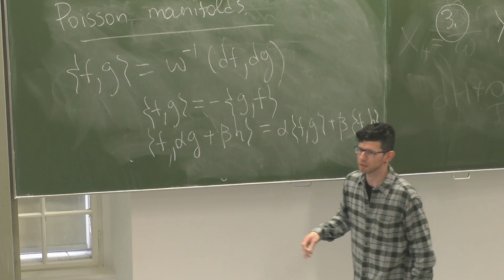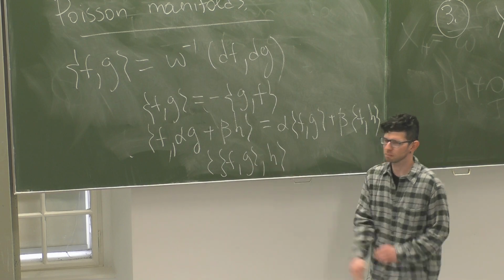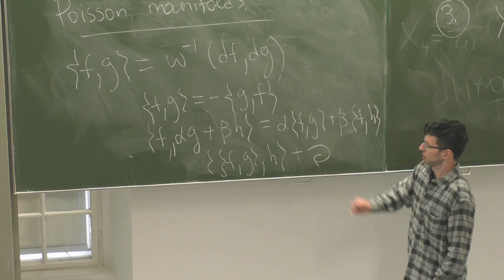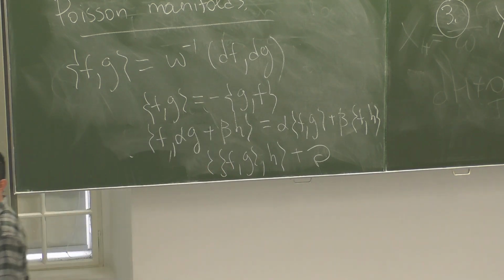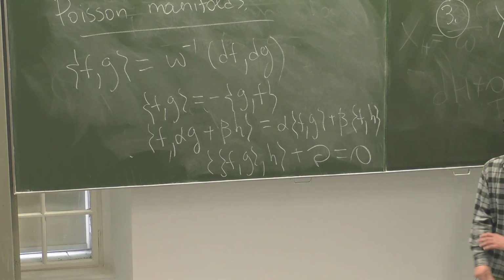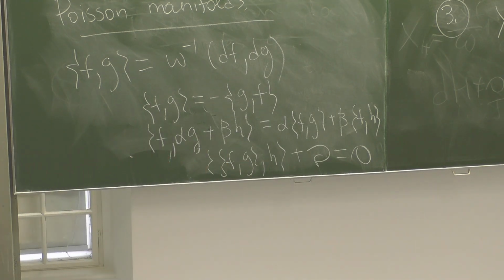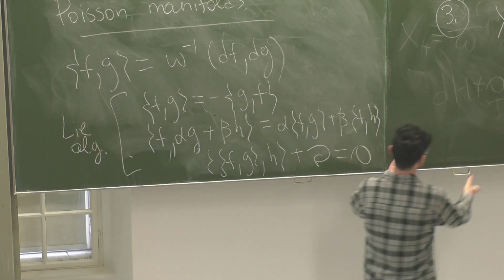And the second property is that the Poisson bracket satisfies what's called the Jacobi identity. You take the Poisson bracket of f and g and then the Poisson bracket of that with h, and you cyclically permute these three things. There are three ways to permute them. You add these three terms together, that's equal to 0. That's called the Jacobi identity. Altogether, these three properties tell you that functions on our manifold with respect to the Poisson bracket form a Lie algebra. So these functions form a Lie algebra with respect to the Poisson bracket.